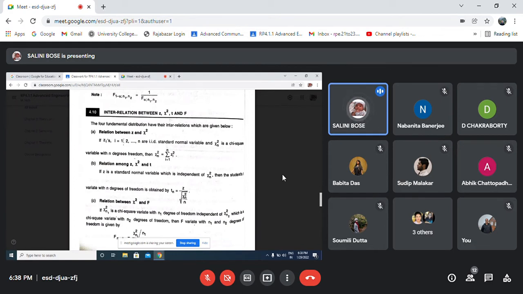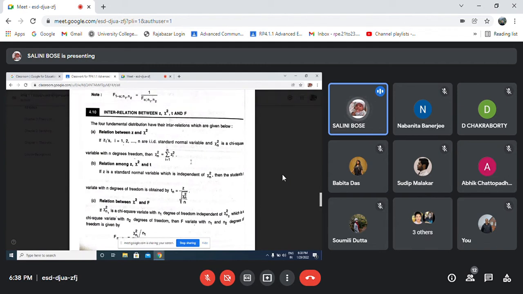I already told you earlier, if z1 square has degree of freedom 1, z2 square has degree of freedom 1, z3 square has degree of freedom 1, and if you add all these z squares, then that will follow the chi-square. The chi-square will have degree of freedom n if you add n number of z squares. That is why this is the relation.